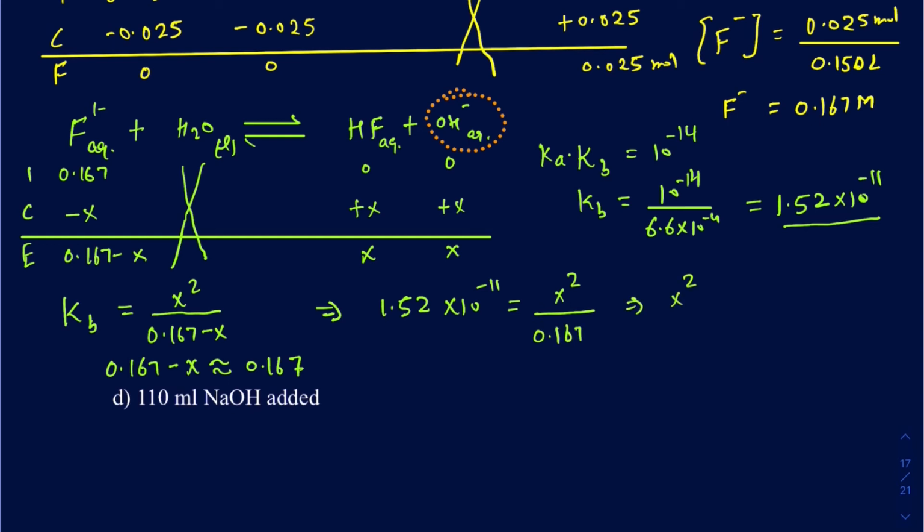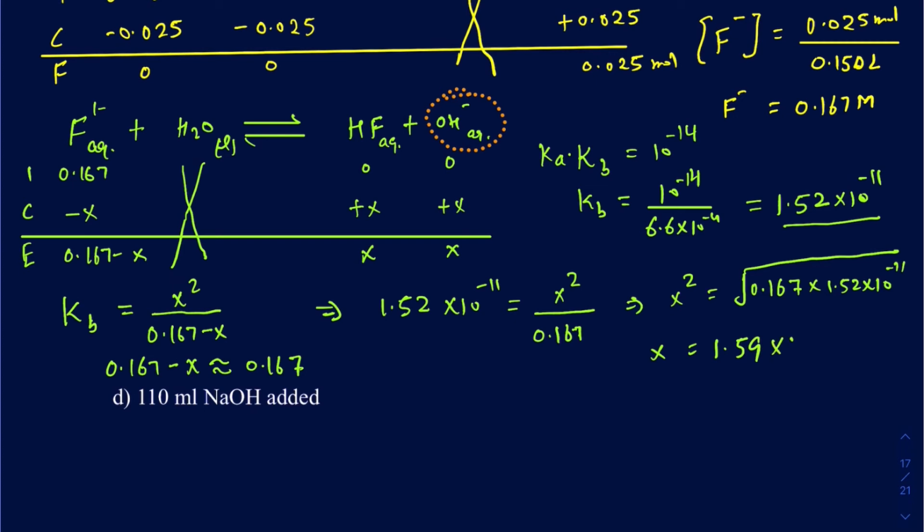And let's figure out the x now. So that's going to be 0.167, rather, times 1.52 times 10 to the minus 11, and take the square root on both sides. So let's figure out what that x is going to be. That comes out to be 1.59 times 10 to the minus 6. So this obviously is going to be your OH minus concentration.